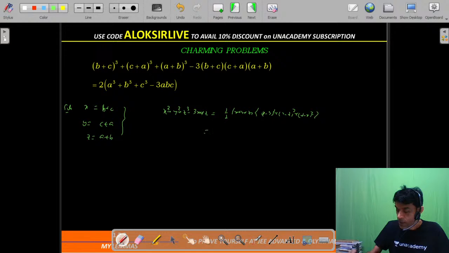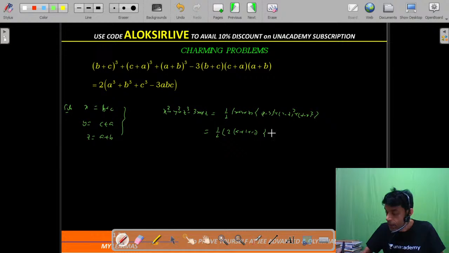So now half of (x plus y plus z), that is 2 times (a plus b plus c), and the difference is just b minus a. So I'll get here, the difference is the same: (a minus b) squared, (b minus c) squared, and (c minus a) squared, right? This same difference. So this is a plus b plus c.